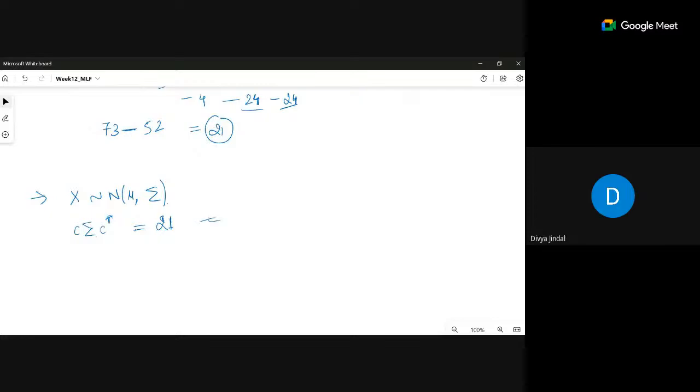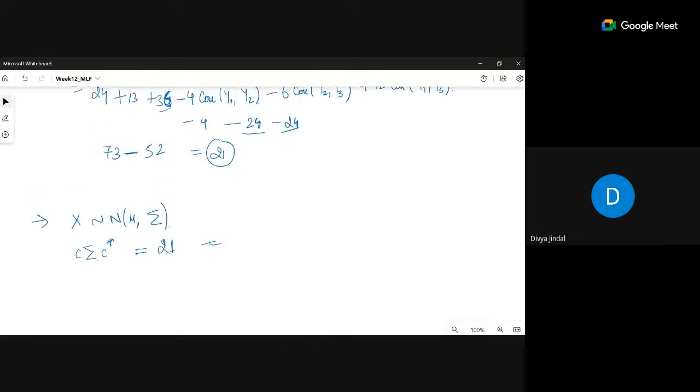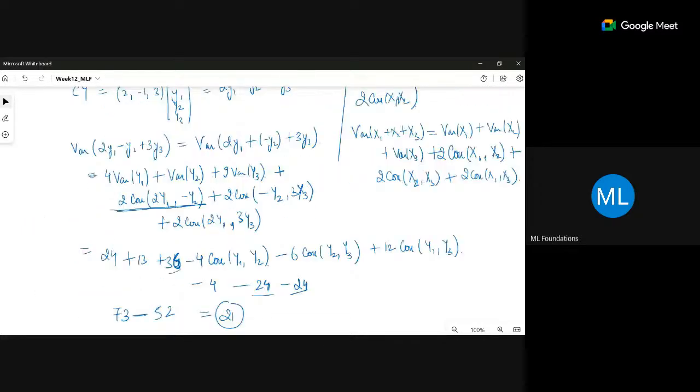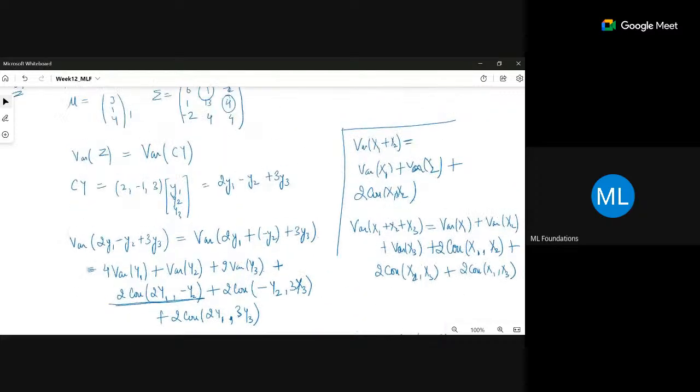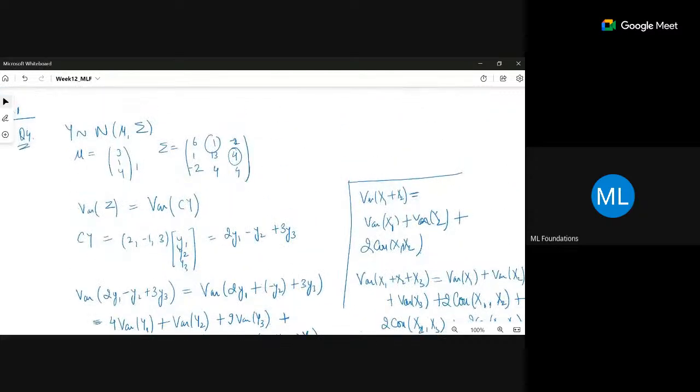So C into covariance matrix into C transpose will give us the variance. The variance for this Z. Yeah. Variance for Z. So you can check, variance of Z will be C sigma C transpose.